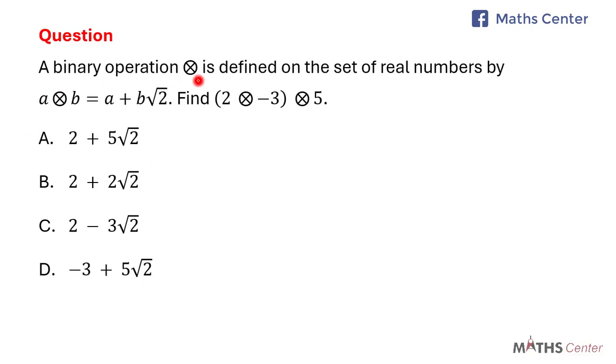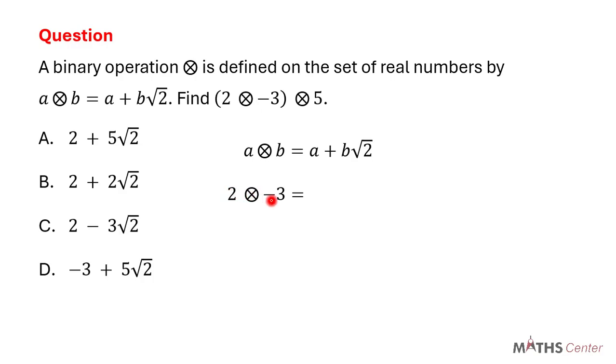A binary operation star is defined on the set of real numbers by A star B is equal to A plus B root 2. Find 2 star negative 3 star 5. Because this is a binary operation, we can compute only 2 numbers at a time. So we will begin with what is in the bracket, 2 star negative 3. The definition of the binary operation is A star B is equal to A plus B root 2. We are going to compute 2 star negative 3.